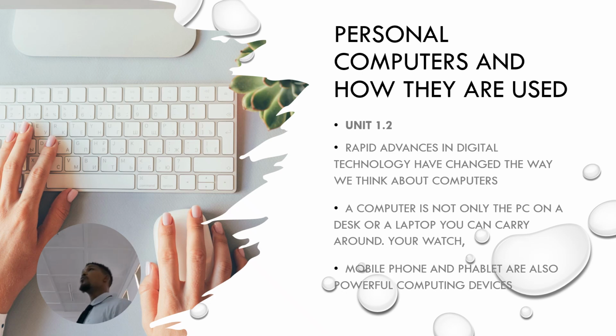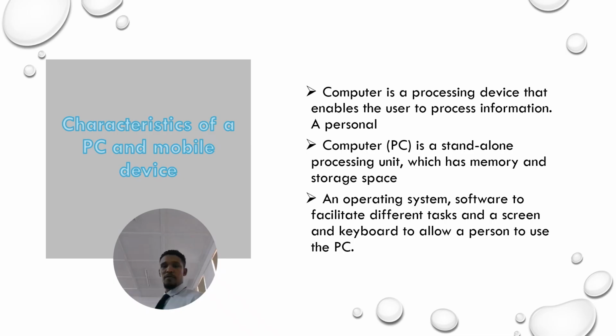Okay, so personal computers and how they are used, unit 1.2. The objectives of this unit are basically rapid advances in the digital and technical, where it has changed how we think about computers. Secondly, a computer is not only the PC on your desk, it's also a laptop you carry around, same as your watch. Lastly, we're going to look at the mobile phone, your tablet, and also other powerful computing devices.